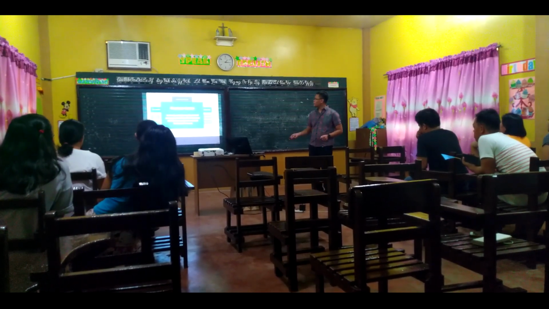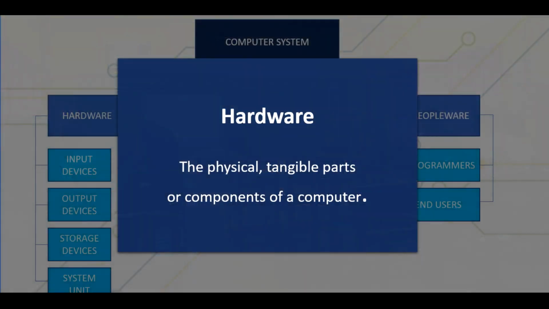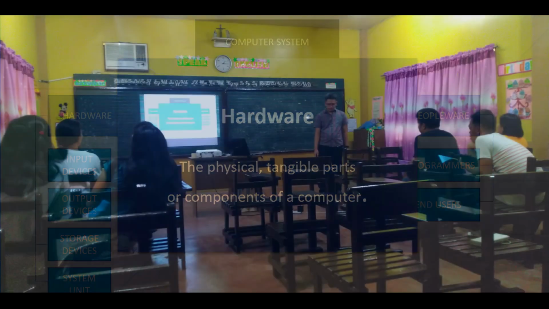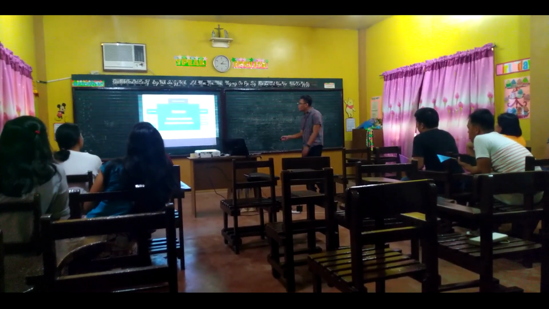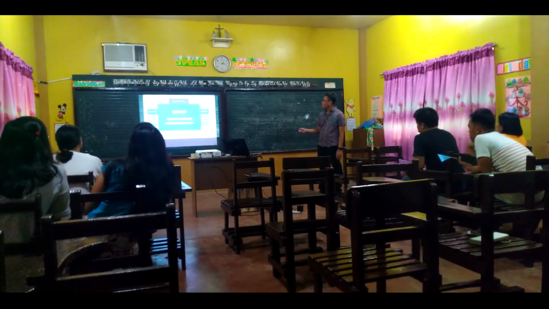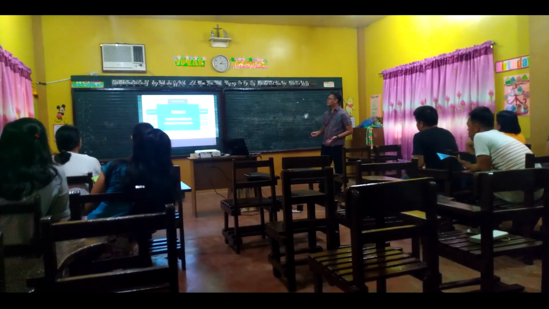User, software, and hardware. What about hardware? What is hardware, by the way? Can you read? Physical and mental parts or components of a computer. Okay, so tangible, you can see them. So these are tangible objects. As you can see, we have input devices, output, storage, and system units. So these are tangible objects. So these are the hardware parts.